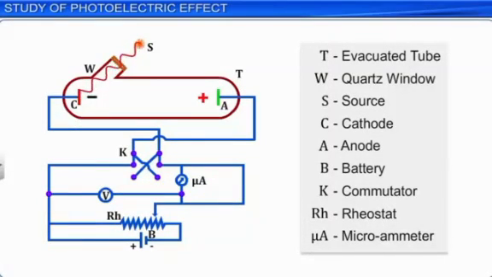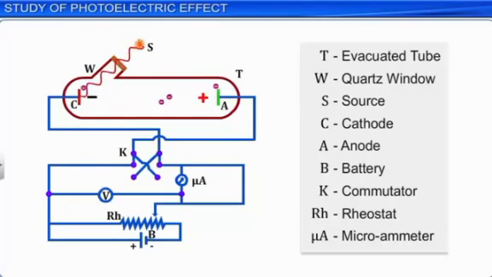Monochromatic radiation from source S passes through the quartz window W and is incident on the photosensitive emitter plate C. The photosensitive emitter plate C starts emitting electrons. The potential difference between the cathode and the anode accelerates the electrons towards the collector plate. And hence, this potential difference is now referred to as accelerating potential.